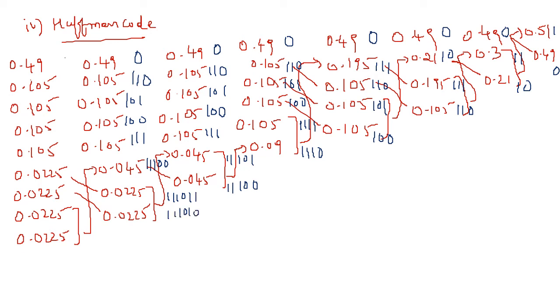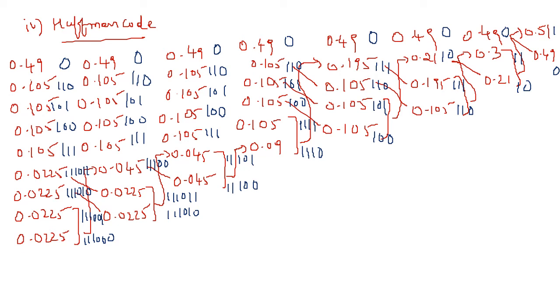Now we'll write the code. This is 0 110. You have 101 100 111. This value is here, so you'll get 111 0 1 1. This value is here, so you're going to get 111 0 1 0. And the last code has to be split now. So 111 0 0 1 111 0 0 0. So this is the respective Huffman code.